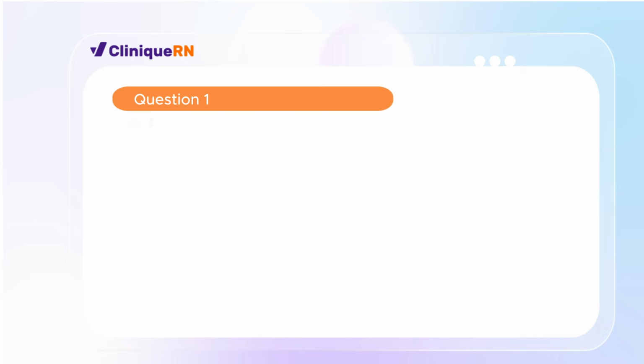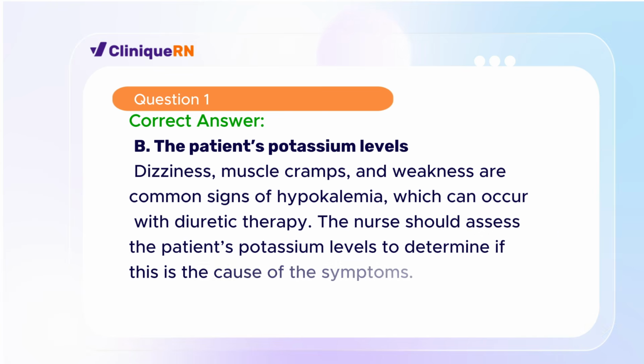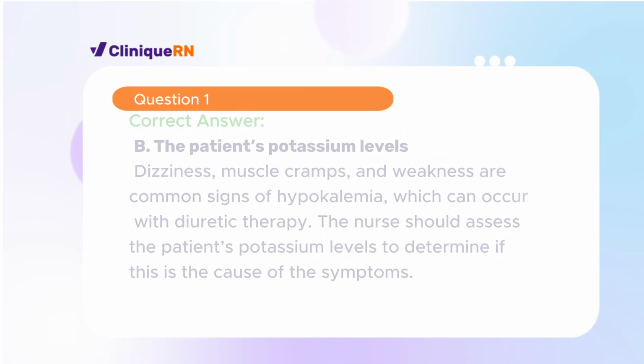The correct answer is B. The patient's potassium levels. Rationale for correct answer. Dizziness, muscle cramps, and weakness are common signs of hypokalemia, which can occur with diuretic therapy. The nurse should assess the patient's potassium levels to determine if this is the cause of the symptoms.